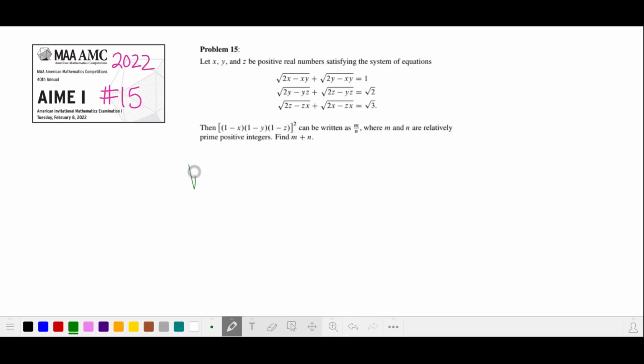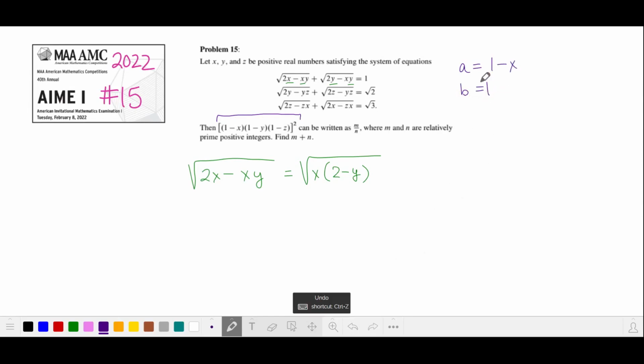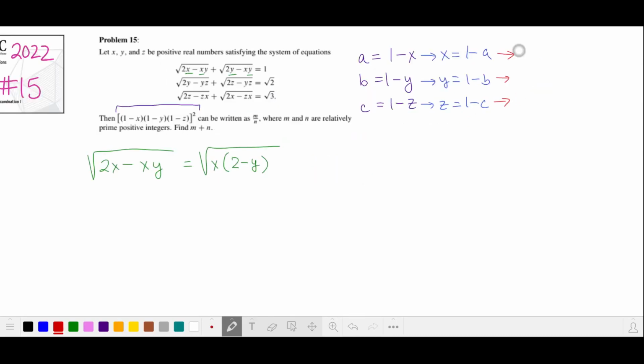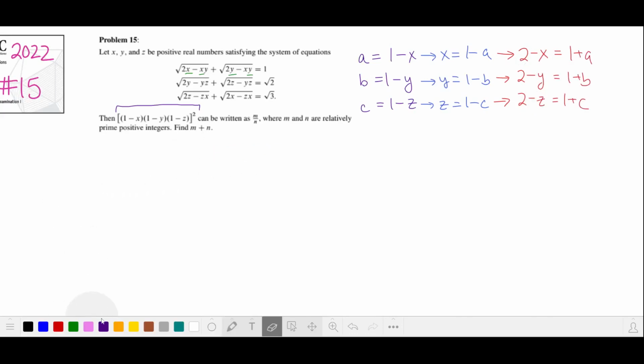The first thing we can notice about each of these square roots, these terms all have a common factor that can be factored out. We also notice that they want the answer written in this format. So let's rewrite these three factors as a, b, and c for 1 minus x, 1 minus y, and 1 minus z. To make the substitution easier, I'm also going to solve for x, y, and z. And let's also create expressions for 2 minus x, 2 minus y, and 2 minus z. This will make it easier to substitute.